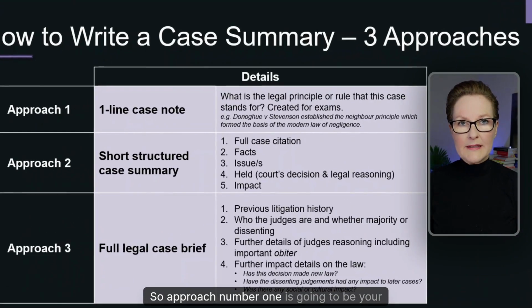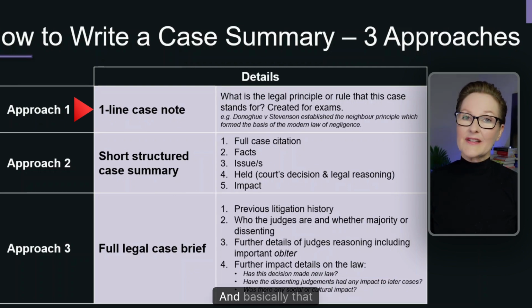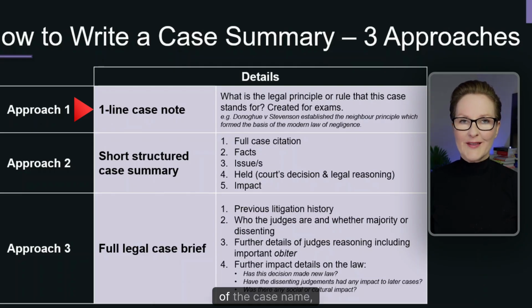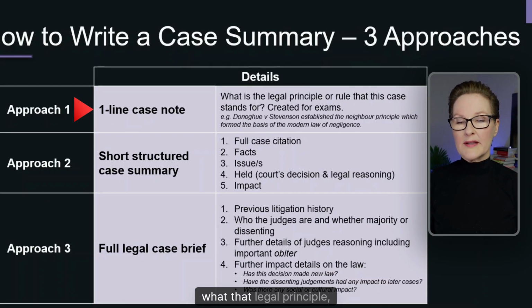So approach number 1 is going to be your shortest case summary and is often only 1 or 2 lines. Basically, that short summary is really just going to have the name of the case. You might only mention one party of the case name, the one for which it's mainly known. And in that case summary, you will just outline what legal principle that case is the authority for. So nice and short and simple.